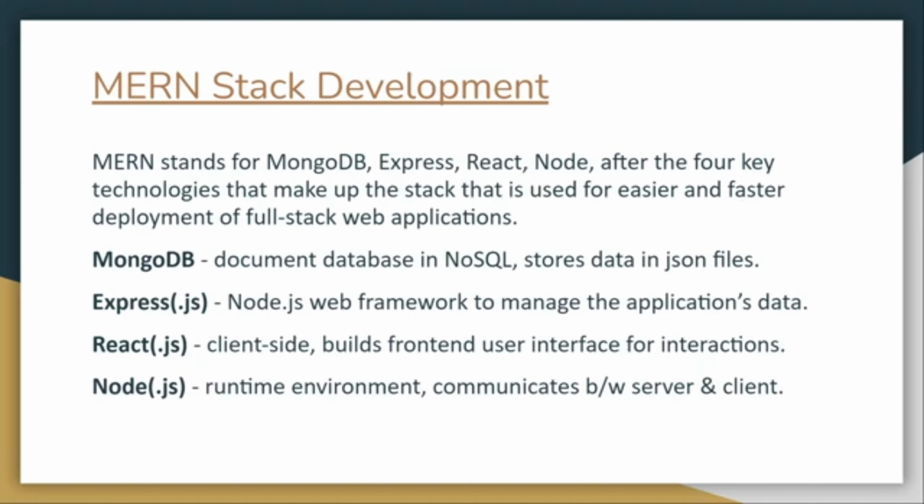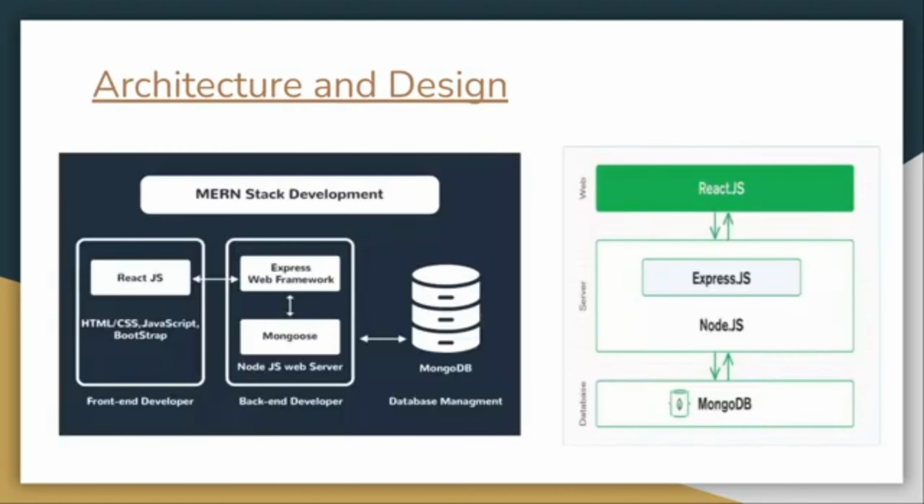Next component is the ExpressJS. It is a web framework that simplifies building the backend logic. It handles the HTTP requests, routing, and interaction with the database. Next component is React.js. It is used to build the front-end user interface of the application. It also handles user interactions. And finally, Node.js. Node.js is the backend of the application. It serves as the runtime environment that allows JavaScript to run on the server. It also enables communication between front-end and backend.